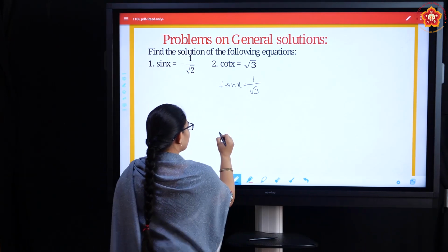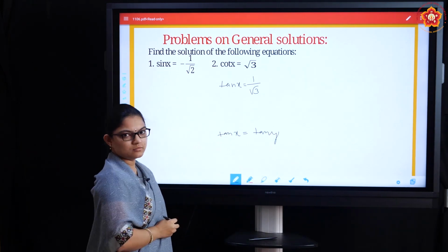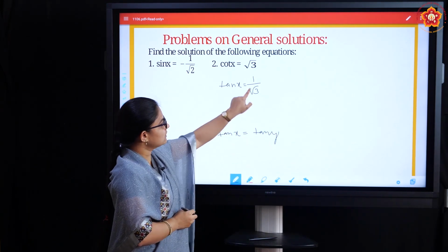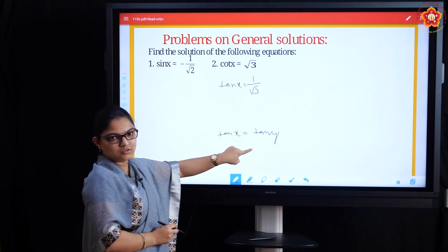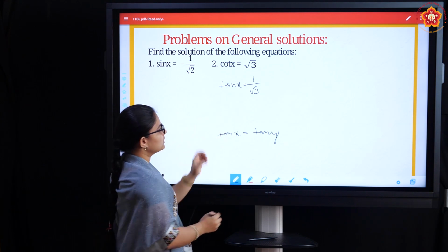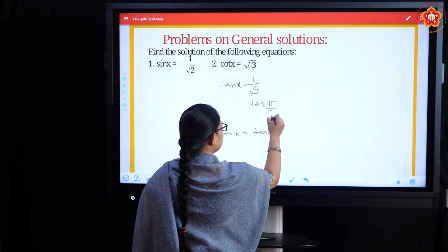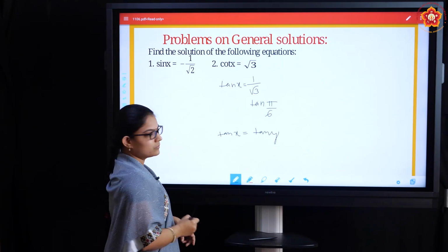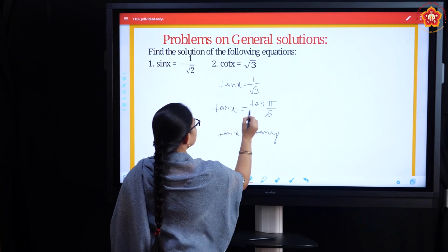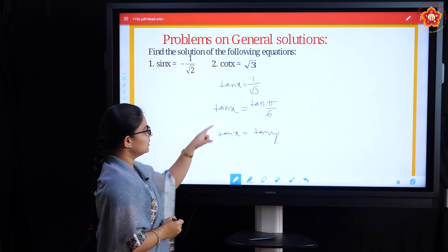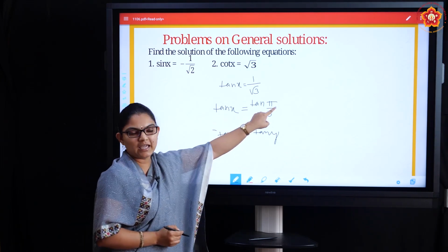Now we have to bring it in the form of tan x is equal to tan y. So for what angle do we get 1 by root 3 for tan? We know that it is tan pi by 6, right? Tan 30 is 1 by root 3. So I can express that as tan x is equal to tan pi by 6. Now I have it in the form of tan x is equal to tan y.